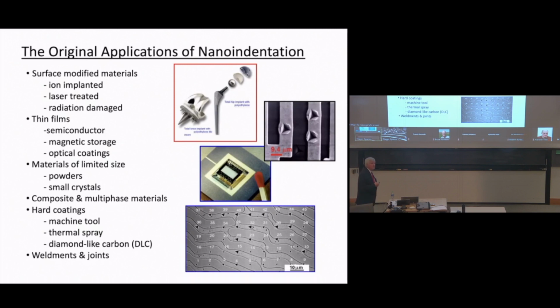Turns out that in the 1990s, semiconductors were developing at a very rapid pace, and the semiconductor companies wanted to know what the strength of those films were that they were depositing on those wafers. And that became extremely important to them.